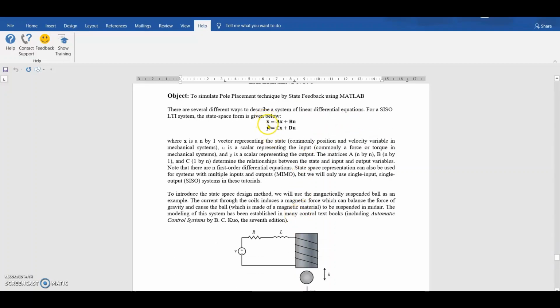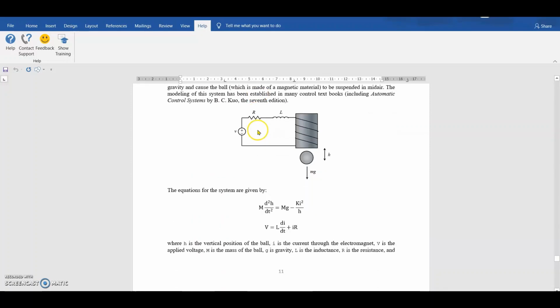So these are the state space equations that we all know: x dot is equal to Ax plus Bu, and y is equal to Cx plus Du. To do pole placement, first of all we have to convert our system to this equation, which is the equation of a linear time invariant system. So if our system is non-linear, we have to linearize it about the operating point.